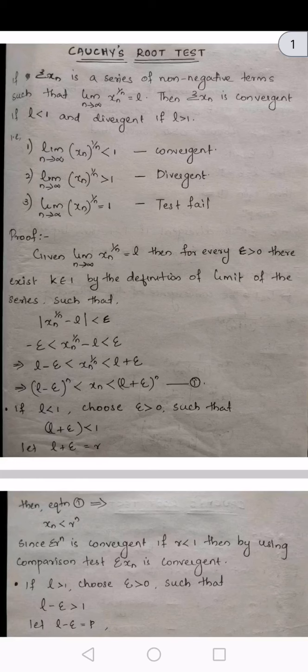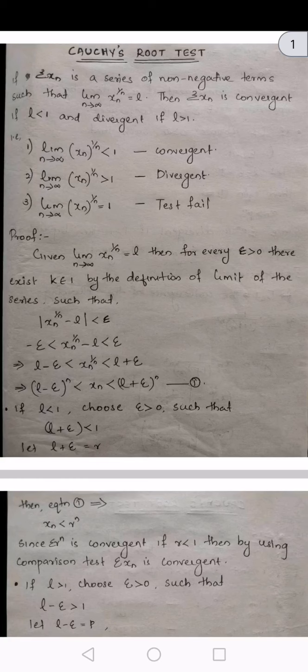Cauchy's root test says that if summation xn is a series of non-negative terms such that limit n tends to infinity xn raised to 1 by n is equal to L, then summation xn is convergent if L is less than 1 and divergent if L is greater than 1.